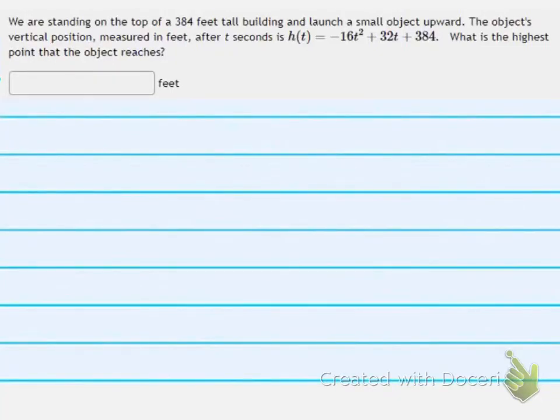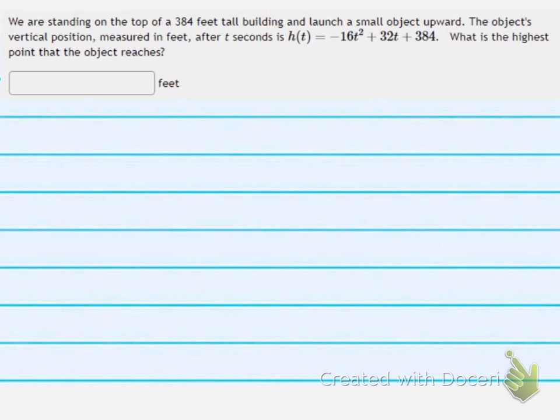We have a quadratic application problem here. It says that we are standing on top of a 384-foot tall building, and we're launching a small object upward. The object's vertical position measured in feet after t seconds is h of t equals negative 16t squared plus 32t plus 384. What is the highest point that the object reaches?